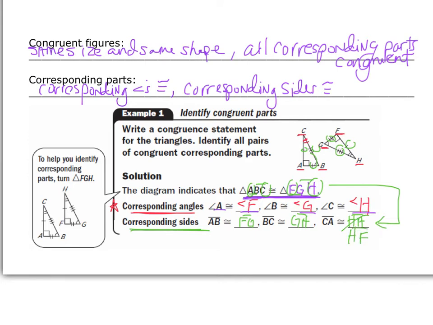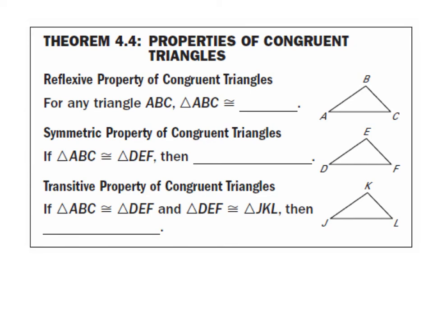There you go. So now we're going to see the reflexive property, the symmetric property, and transitive property, but now with triangles, not necessarily just angles or sides. So remember, reflexive property is kind of like a mirror image, so it's exactly the same on the opposite side, so A, B, C.